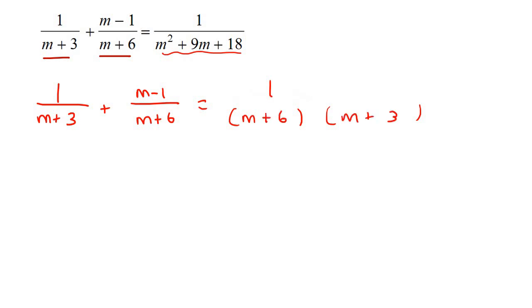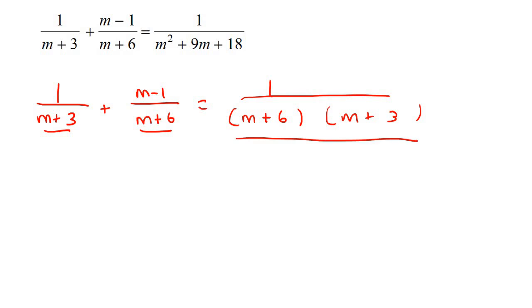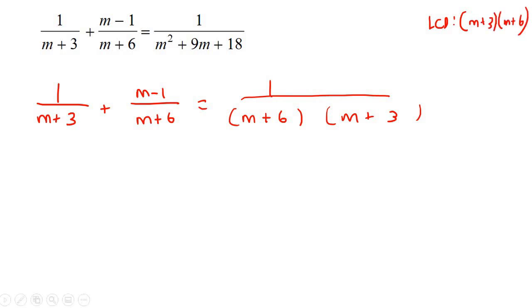plus 3. You see, now all of a sudden, in the beginning you might have thought, geez, what is the common denominator going to be? But all of a sudden, if we just break it up, look at that. We can now realize that the common denominator is just going to be m plus 3, m plus 6. So what that means is we'll just have to multiply this one with m plus 6.